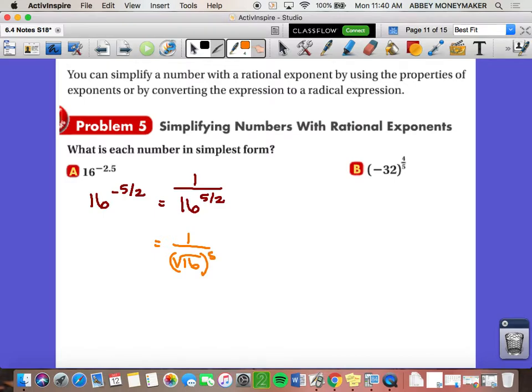That's going to help me simplify this without a calculator, because I could have said, what's the square root of 16 to the 5th power all underneath that radical, but I have no idea what that number is, and it's going to be ridiculously large. So if I put my 5 on the outside, I should be able to simplify this a lot easier. So the square root of 16 is 4. 4 to the 5th power, that gives me 1 over 1024.